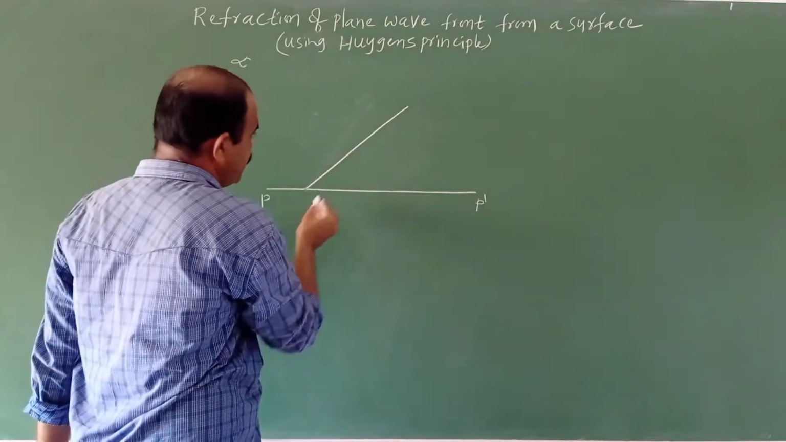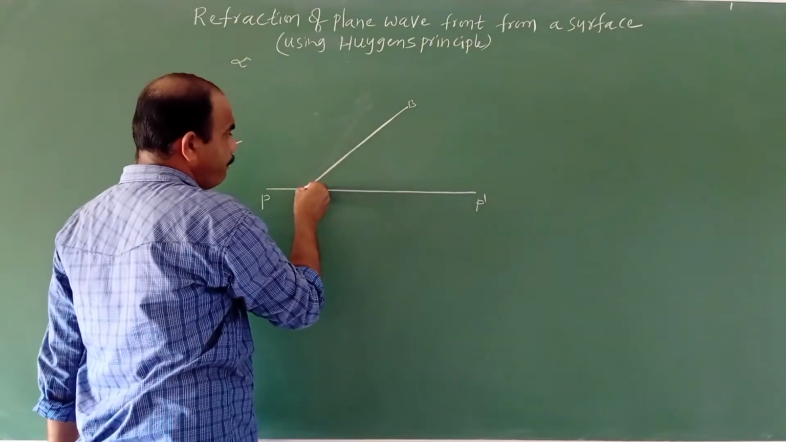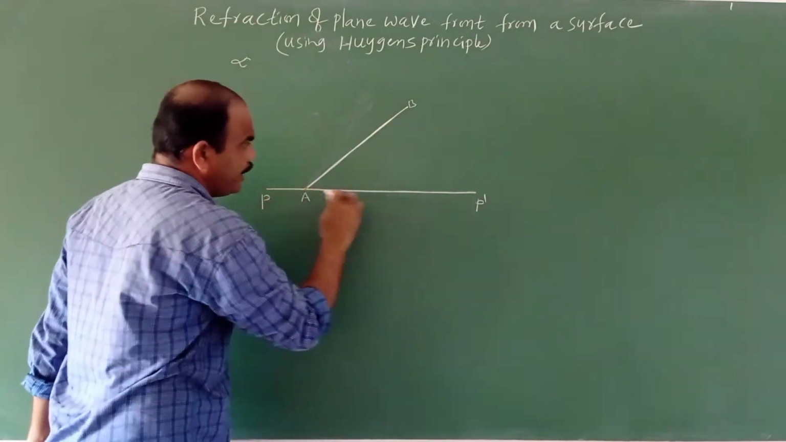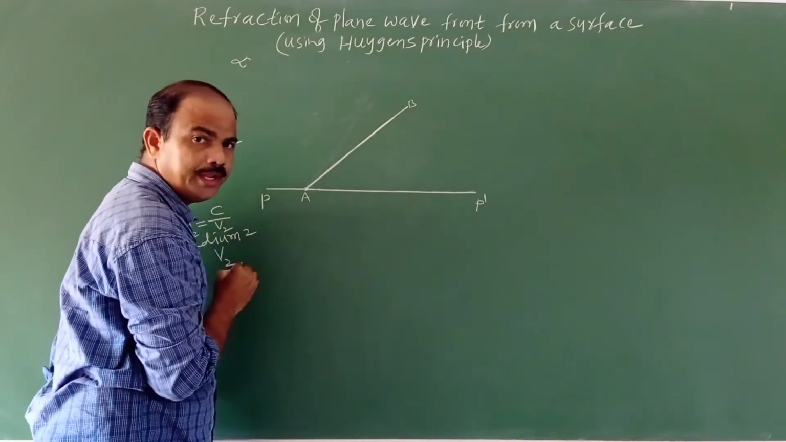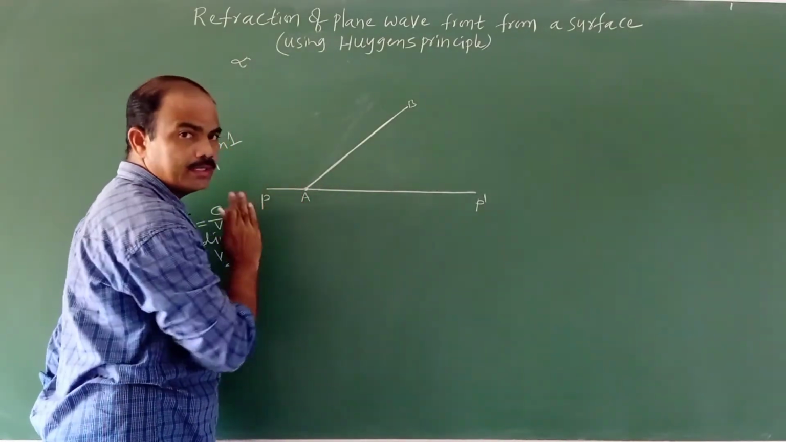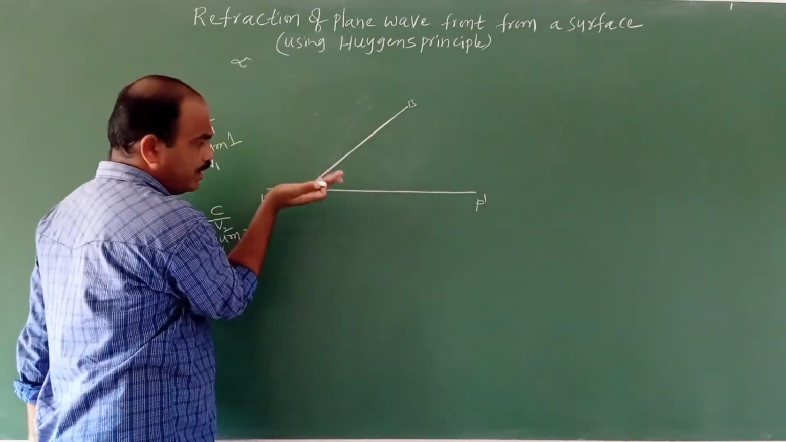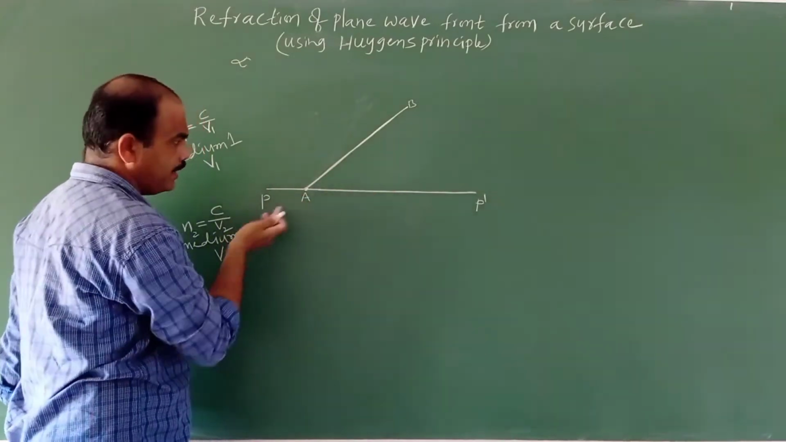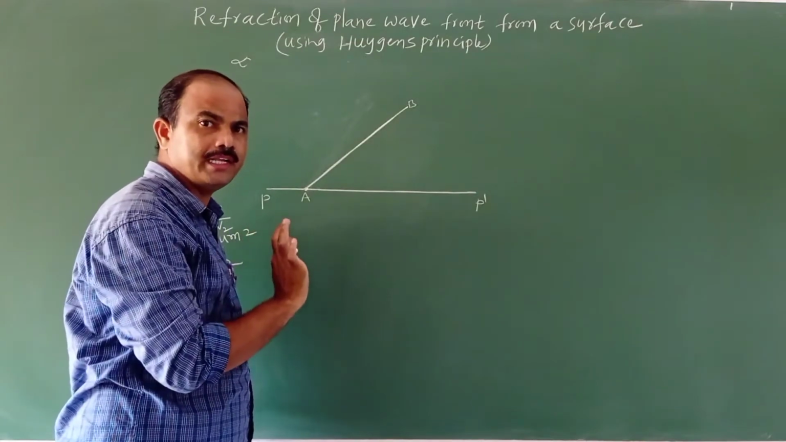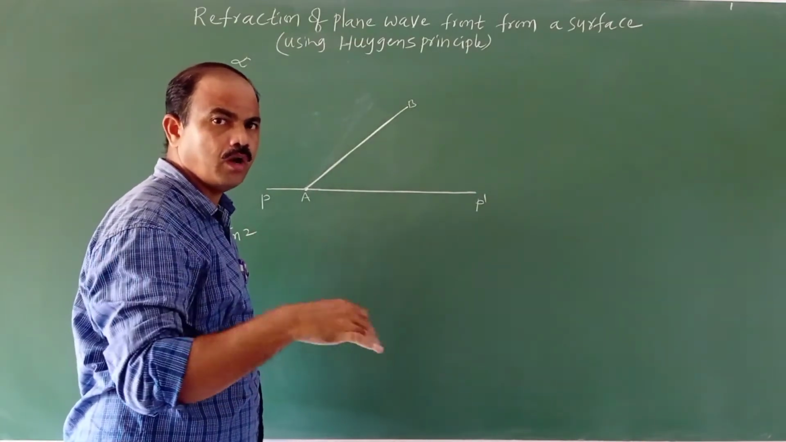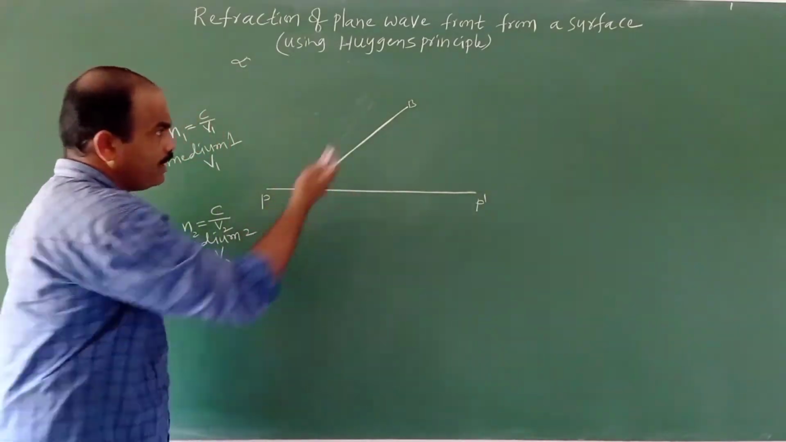Now consider this plane wavefront named AB, which is incident on the surface P dash at point A. This point A can be taken as the point of incidence. You know the plane wavefront is incident on the surface P dash at A, but you don't know with what angle it is incident. How can you find it? That can be found by drawing the light rays for this plane wavefront.